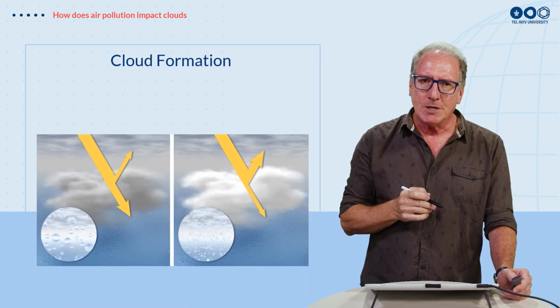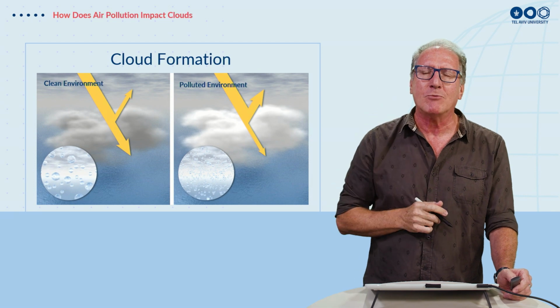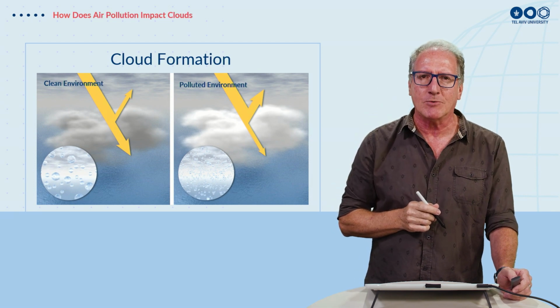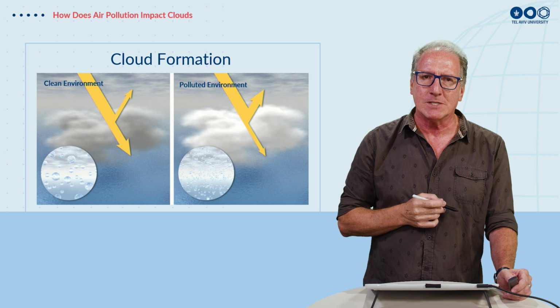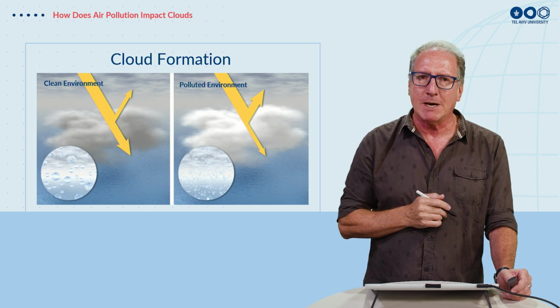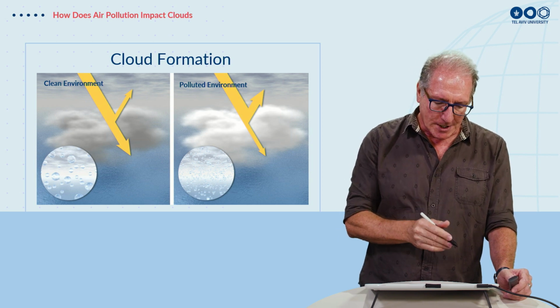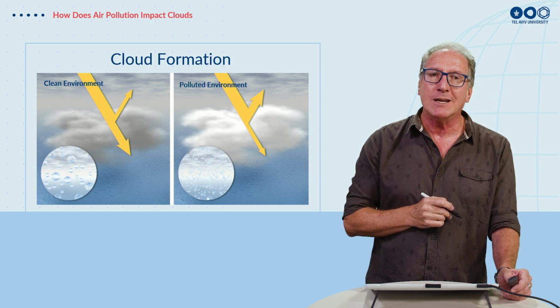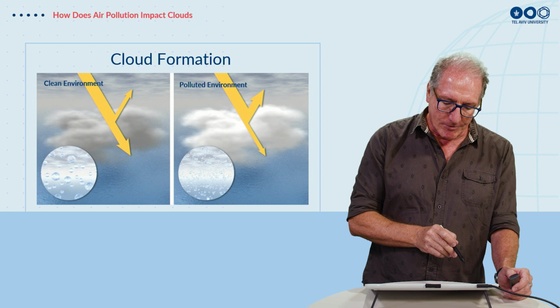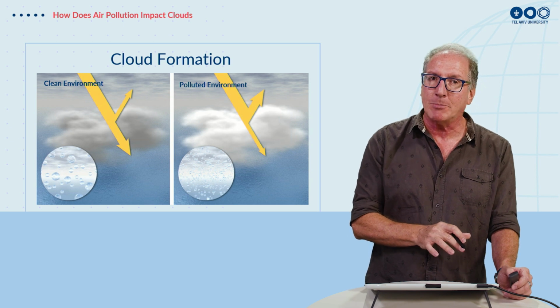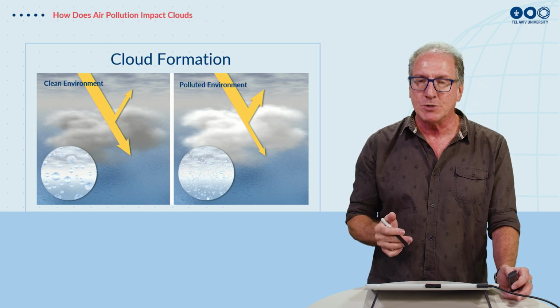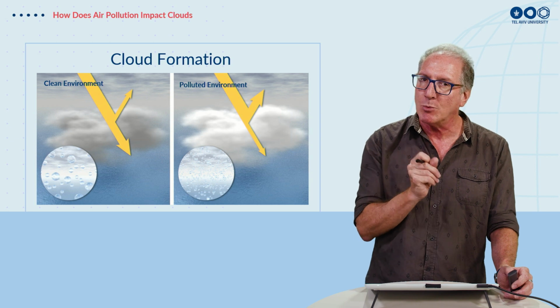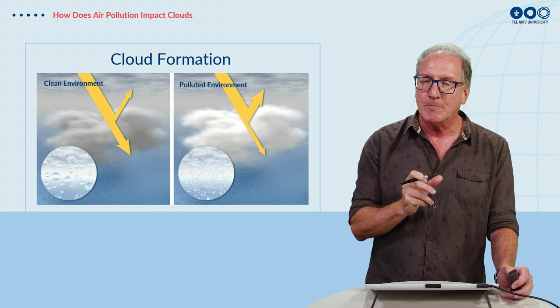But in addition, when we look at these clouds from above, we can actually change the color of the clouds and the brightness of these clouds by changing the amount of these particles. So on the left, you can see what it would look like if we zoom into these clouds in a clean environment. You see we have a lot fewer droplets, and the droplets are much bigger than in the polluted environment when we zoom in, which has much smaller droplets and many more.